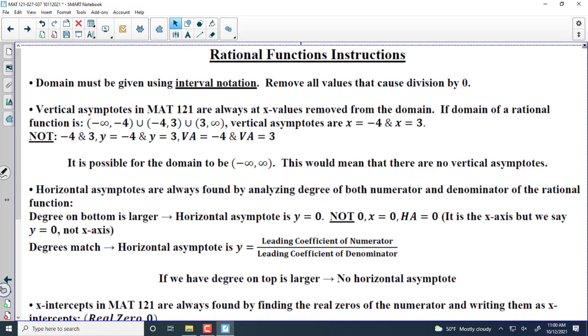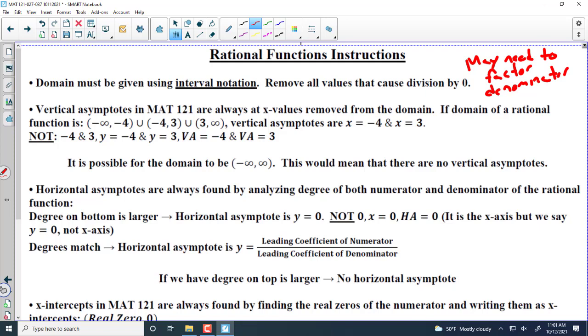So this is pretty much everything but graphing. The first thing I want to remind you is when you're giving your domain, it must be given in interval notation. You have to remove all the values that cause division by 0. You may need to factor the denominator. In order to do this, it might be the case that you need to factor your denominator.